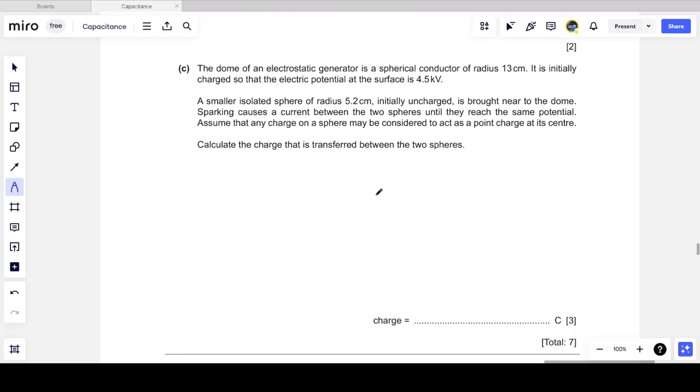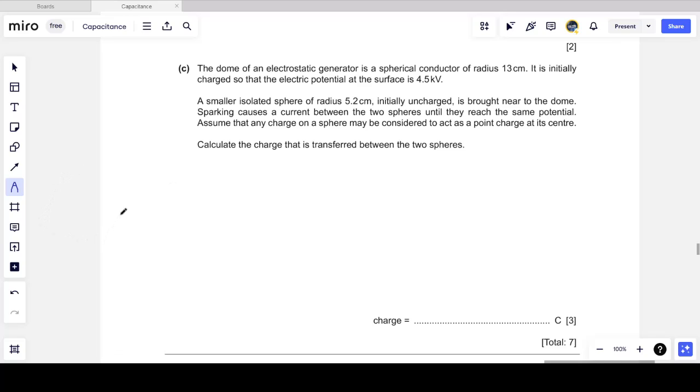Next, we have a very interesting question. We are told that the dome of an electrostatic generator is a spherical conductor of radius 13 centimeters, and it is initially charged so that the electric potential at the surface is 4.5 kilovolts. A smaller isolated sphere of radius 5.2 centimeters, which is initially uncharged, is brought near to the dome, and sparking causes a current between the two spheres until they reach the same potential. We want to assume that any charge on a sphere may be considered to act as a point charge at its center. We want to find the charge that is transferred between the two spheres, not the original amount of charge that the large sphere had.